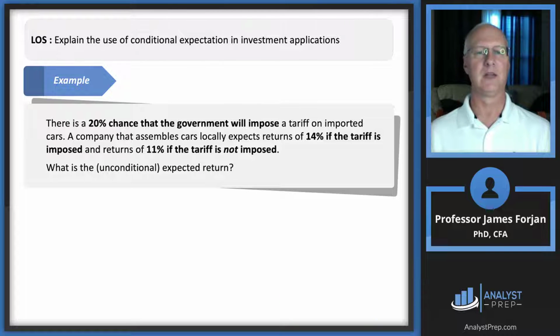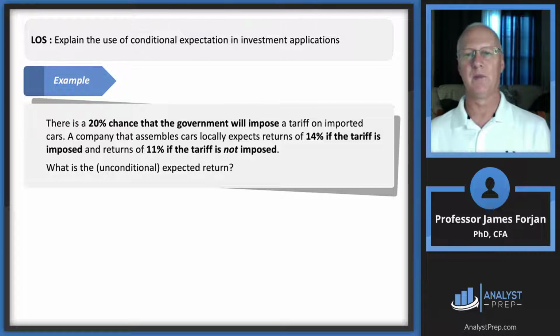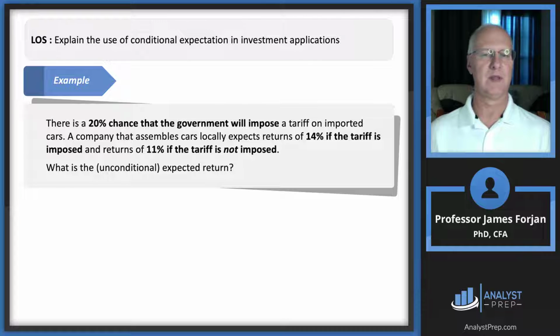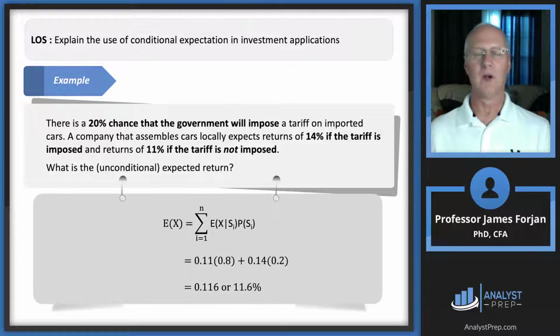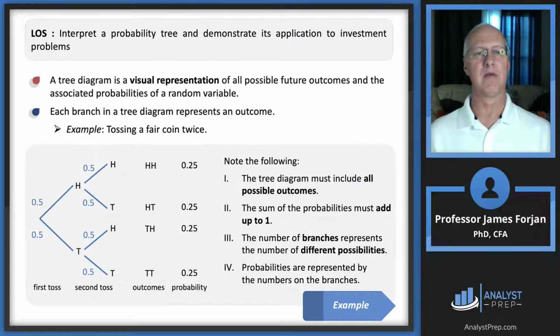So let's take a look at an example. There's a 20% chance that the government will impose a tariff on imported cars. A company that assembles cars locally expects a 14% return if the tariff is imposed, 11% if the tariff is not imposed. What is the unconditional expected return? Once again, this is just a probability weighted average. We have a 20% chance of getting 14, which implies an 80% chance of getting 11. You take a weighted average and you get somewhere around 11 and a half.